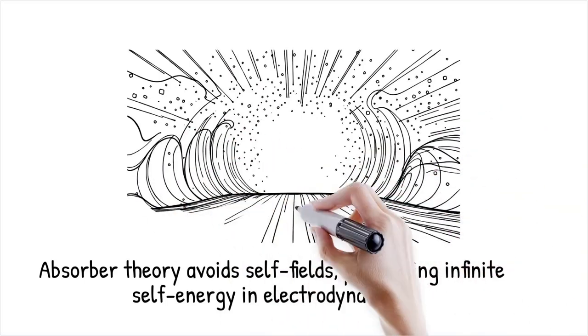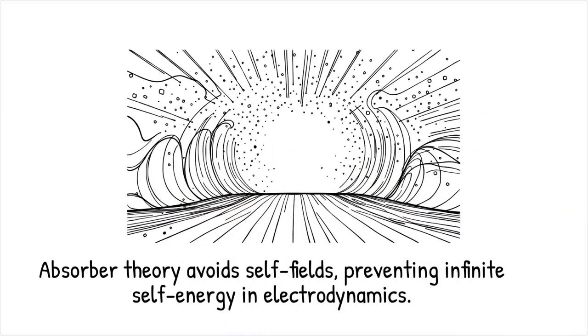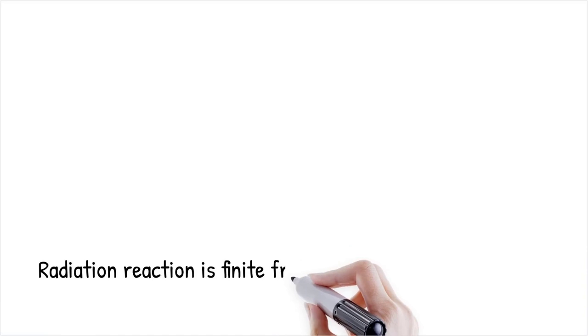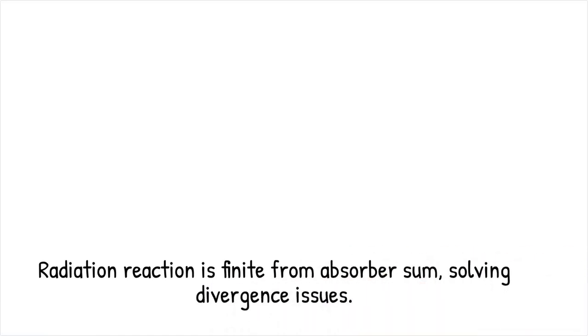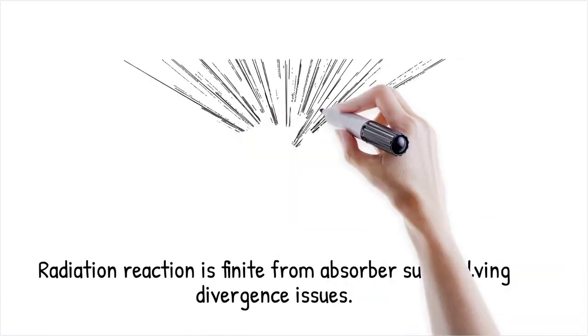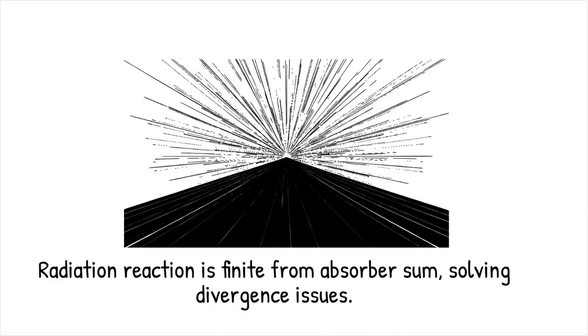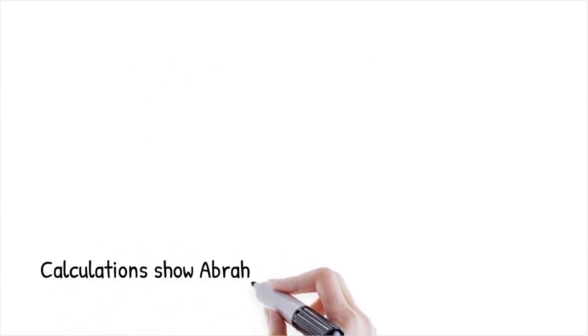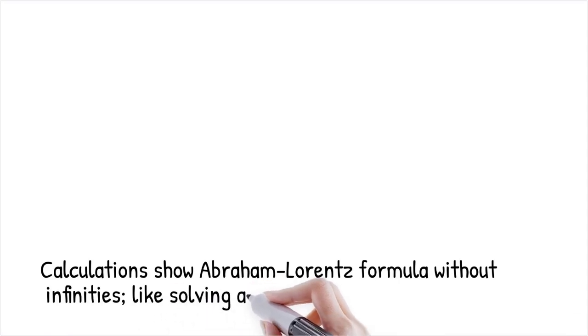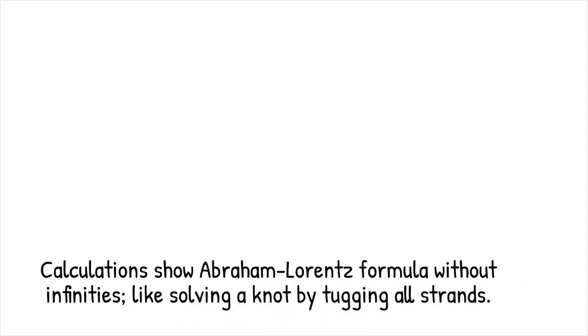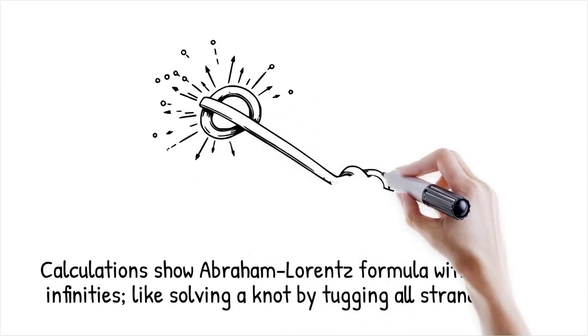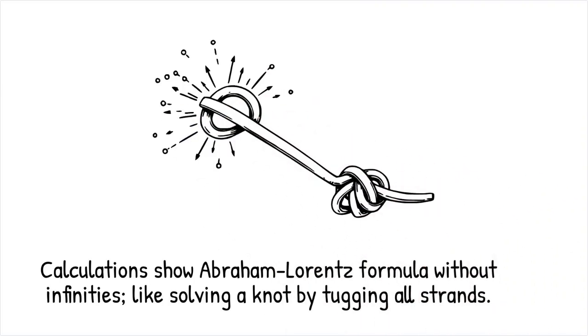The nonlinear requirement that all absorbers respond collectively removes singularities associated with a charge acting on itself. Radiation reaction appears as a finite term derived from the absorber sum, rather than from ad hoc renormalization. This elegant mechanism solves long-standing divergence issues in a time-symmetric framework. Detailed calculations show that the notorious Abraham-Lorentz force formula emerges without infinities when absorber boundary conditions are enforced. It is like dissolving a knot by tugging on all strands simultaneously, rather than pulling on the single loop that tightens when you tug it alone.